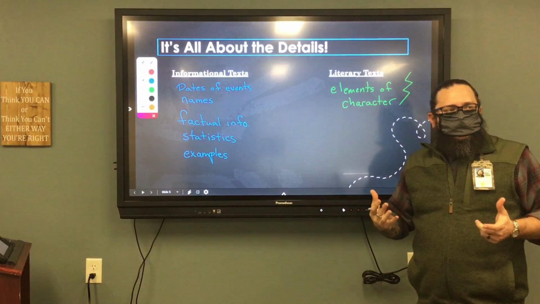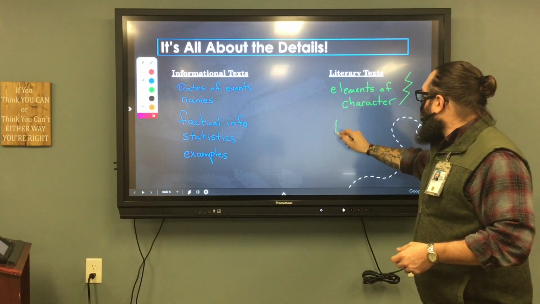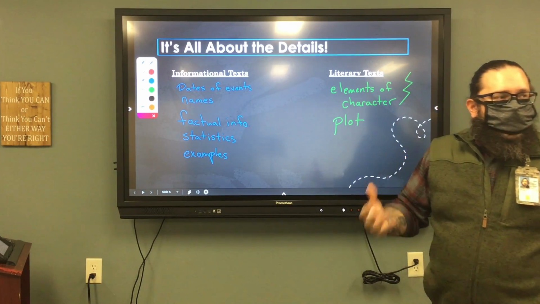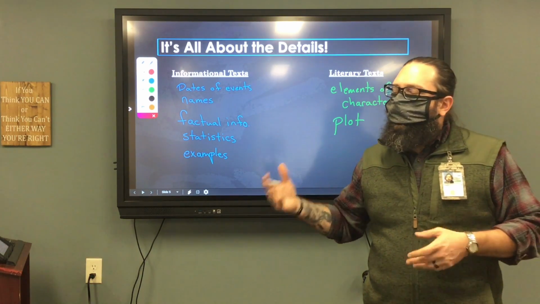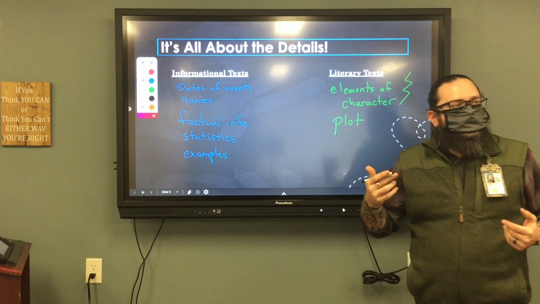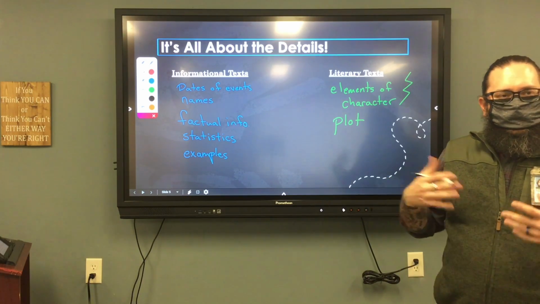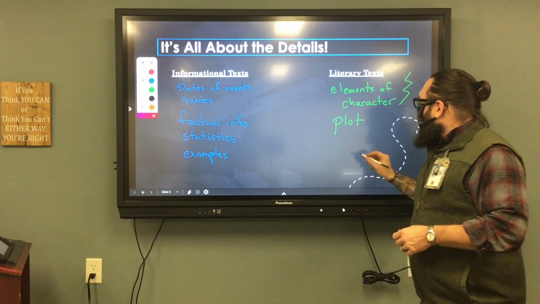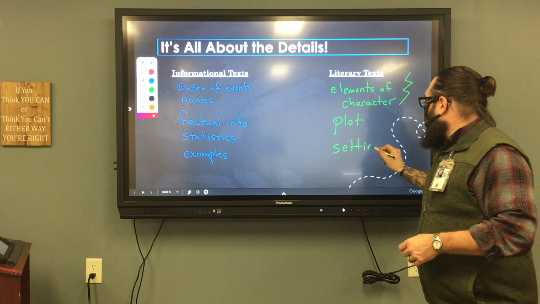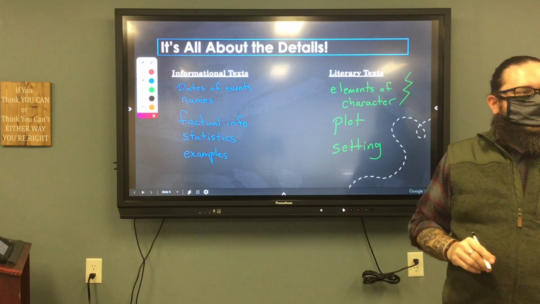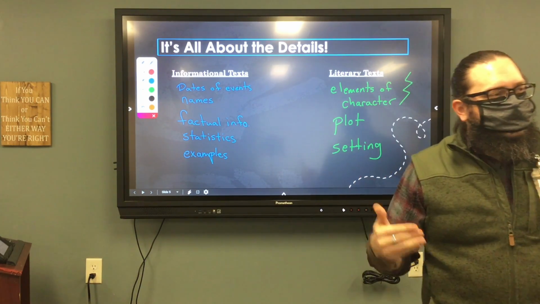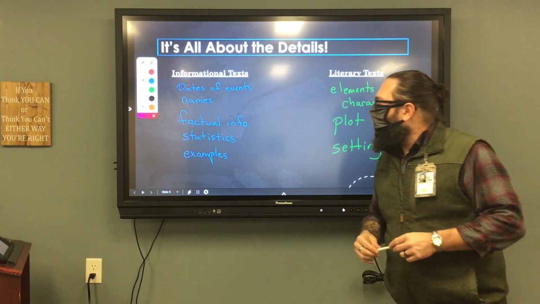Some other details that we would look for in a literary text could be plot elements. What is the story about? How does the author describe the way that the events unfold? What are the characters doing and why are they doing it? This deals specifically with plot. And the third most common detail that we would look for is the setting: where the story takes place, where the particular events or action are taking place at that point in time.